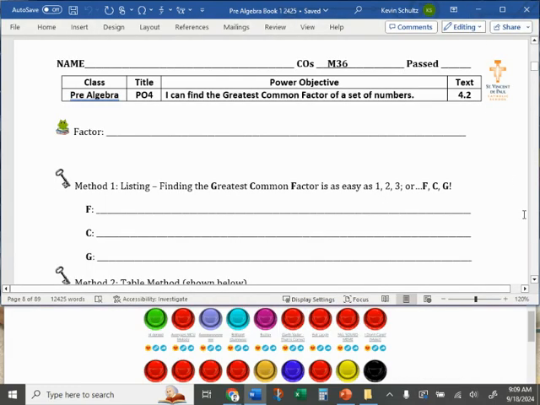Okay. Hello and good day, pre-algebra. We're going to get a little bit of a taste of what PO4 has to offer. It's a 3-page objective, definitely like a 3-course meal. Today's just the appetizer to whet your palate for what is coming ahead.